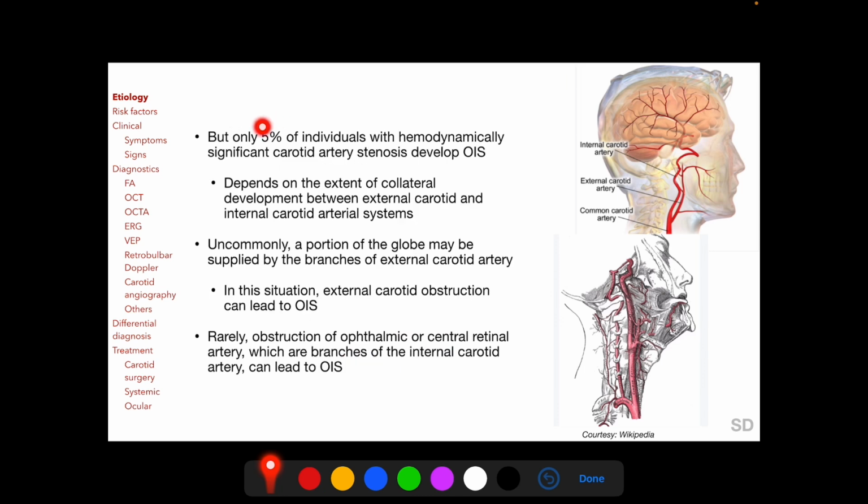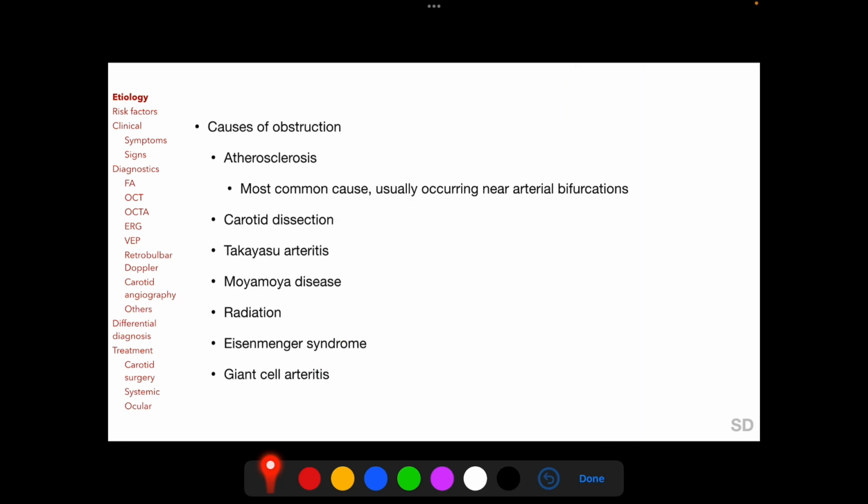On the other hand, only 5% of individuals with hemodynamically significant carotid artery stenosis develop ocular ischemic syndrome, and this depends on the extent of collateral development between the external carotid arterial system and the internal carotid arterial system. Uncommonly, a portion of the globe may be supplied by branches of the external carotid artery, and in this situation, external carotid obstruction can lead to OIS. And although uncommon, obstruction of the ophthalmic or the central retinal artery, which are branches of the internal carotid artery, can lead to OIS.